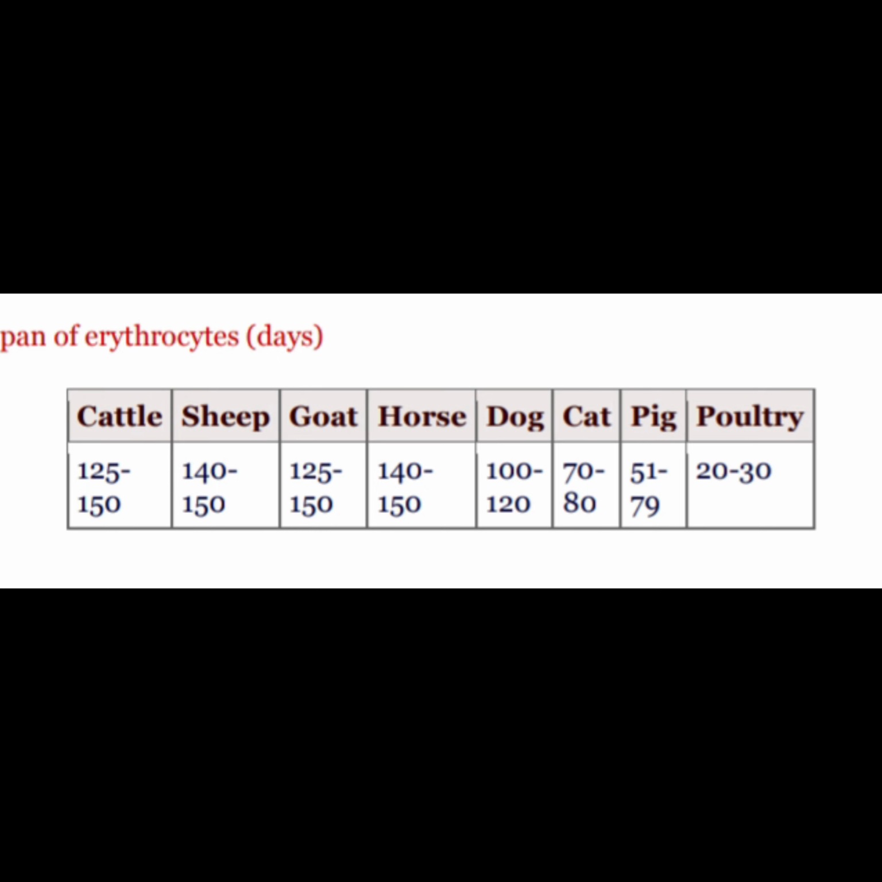Now let's see the lifespan of erythrocyte in different species. Cattle it is 125 to 150 days, sheep 140 to 150 days, goat 125 to 150 days, horse 140 to 150 days, dog 100 to 120 days, cat 70 to 80 days, pig 51 to 79 days, and in poultry 20 to 30 days.